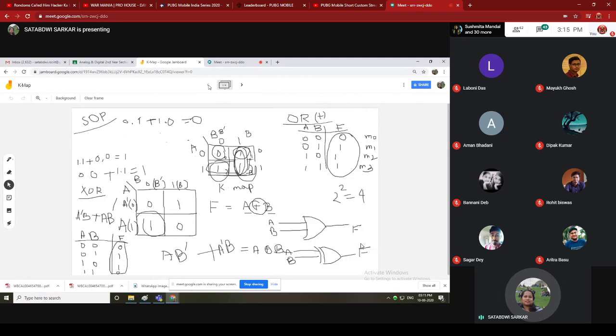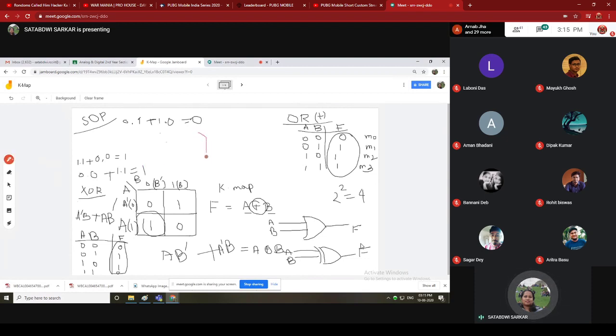Okay, see the K map. Suppose this is the output of the OR gate. So we have to design the K map for this output. We have to put the values, only the output, for this K map. Suppose I am deleting this.